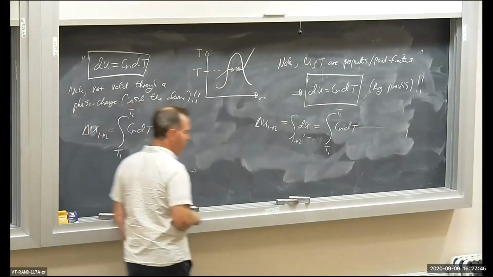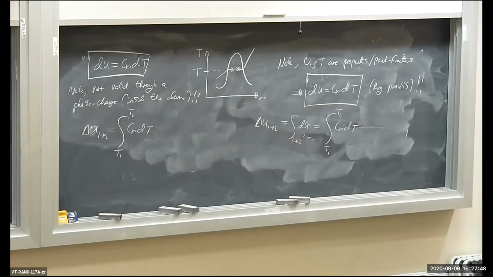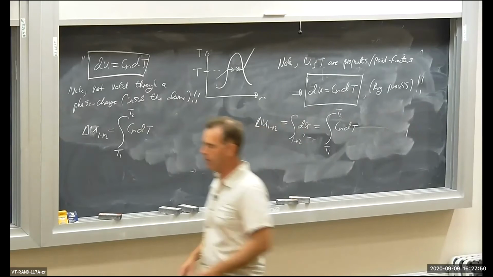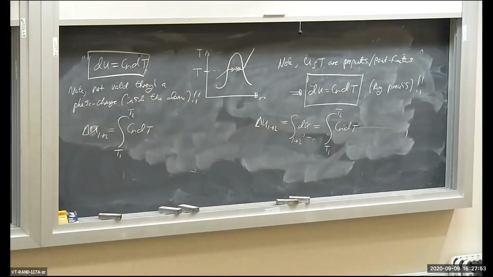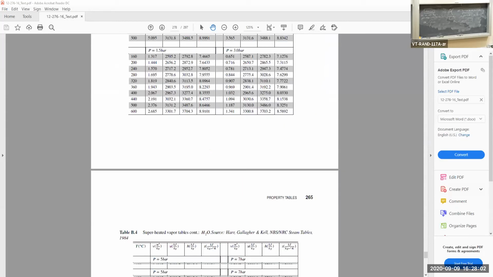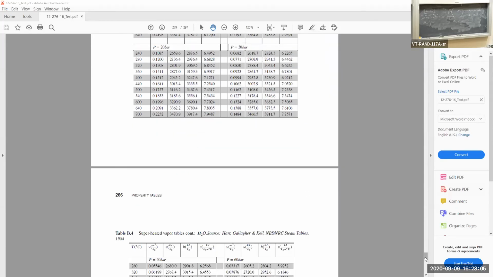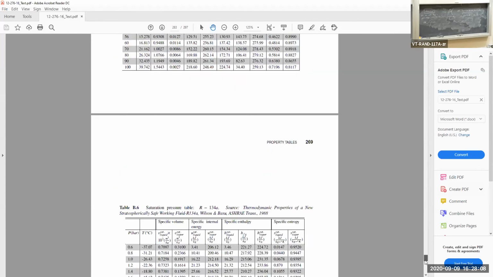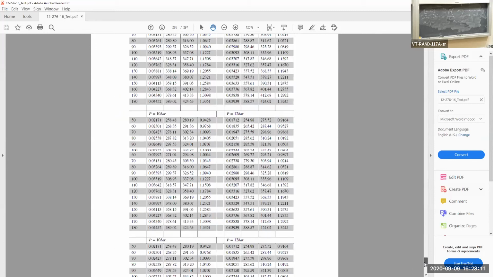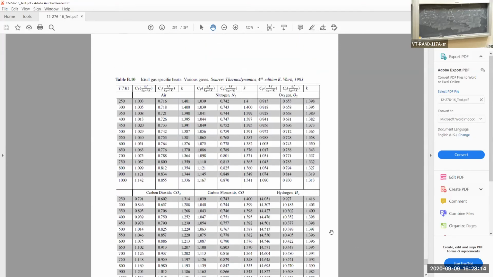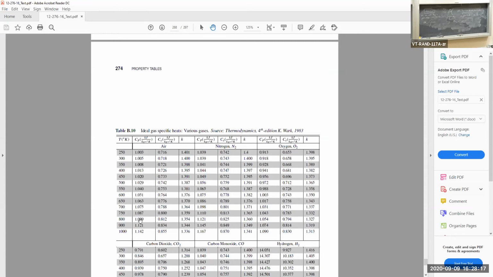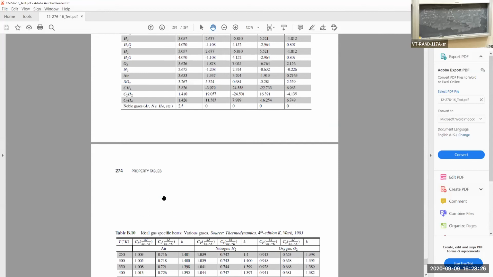Now, in general, CV is a function of temperature. Remember, we have these ideal gas tables. Let's assume we're working with an ideal gas. Let's go find specific heat as a function of temperature. Specific heat, CV, CP are functions of temperature. So to integrate that equation, you need to know what CP is as a function of temperature.